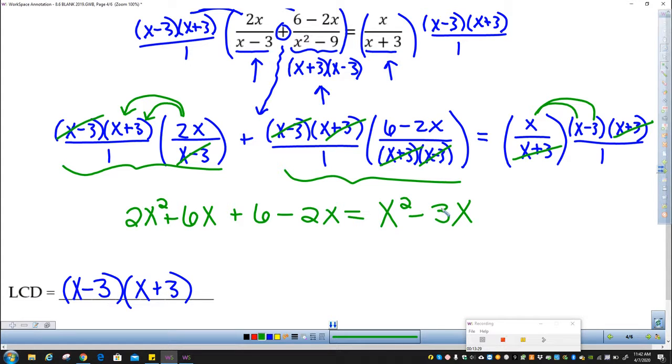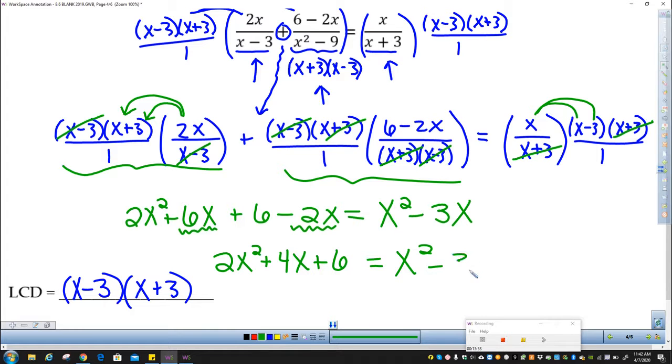Okay, so now we have a lot of simplifying to do here. We need to combine like terms. Let's look at that first. On the left side, we have positive 6x minus 2x, so that's going to be 4x. So let's rewrite this left side as 2x squared plus 4x plus 6.